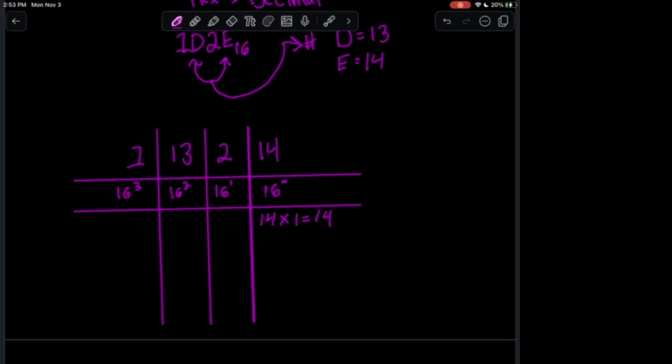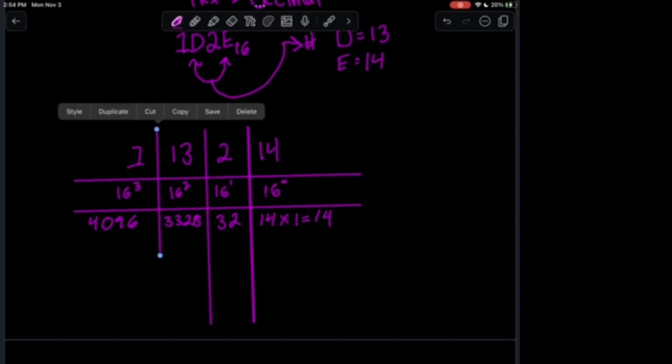So I'm not going to show every step here, but 2 times 16 to the power 1 is going to be 32. 16 to the power 2 times 13 is 3,328. And then 16 to the power 3 times 1 is just going to be 4,096.